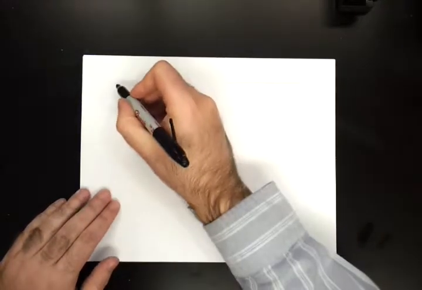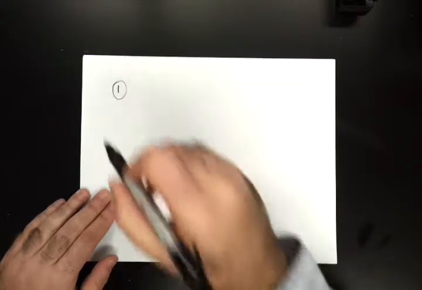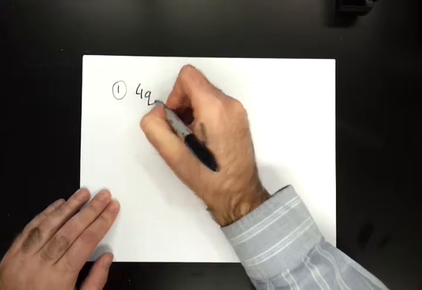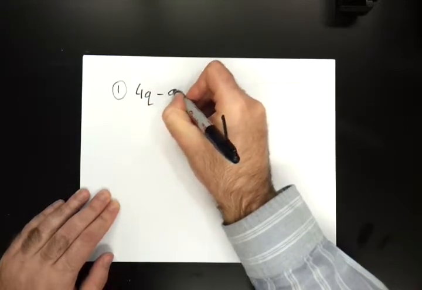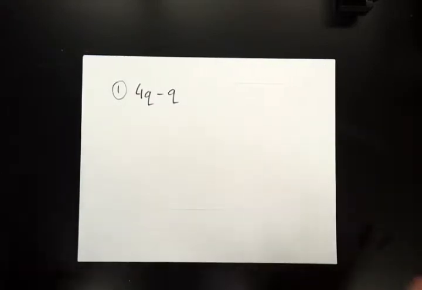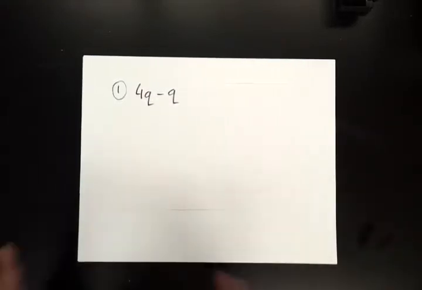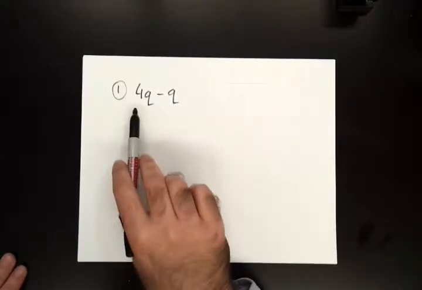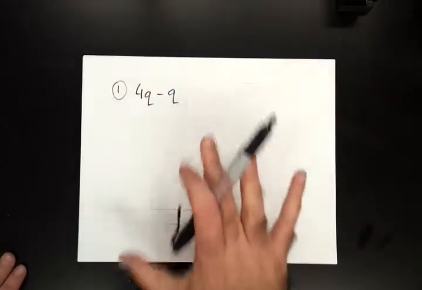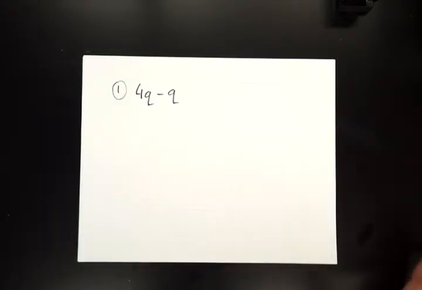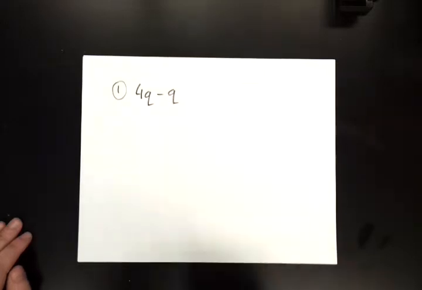So I'm going to start right away with number 1. And in number 1 we have 4q minus q. And we're looking at like terms. If we have like terms, we can simplify them by combining them, so adding or subtracting. Here we have 4q's, take away a q, and when we have just a letter, just a variable, that means that it's just one of them. So pretend like there's a 1 in front of the q.